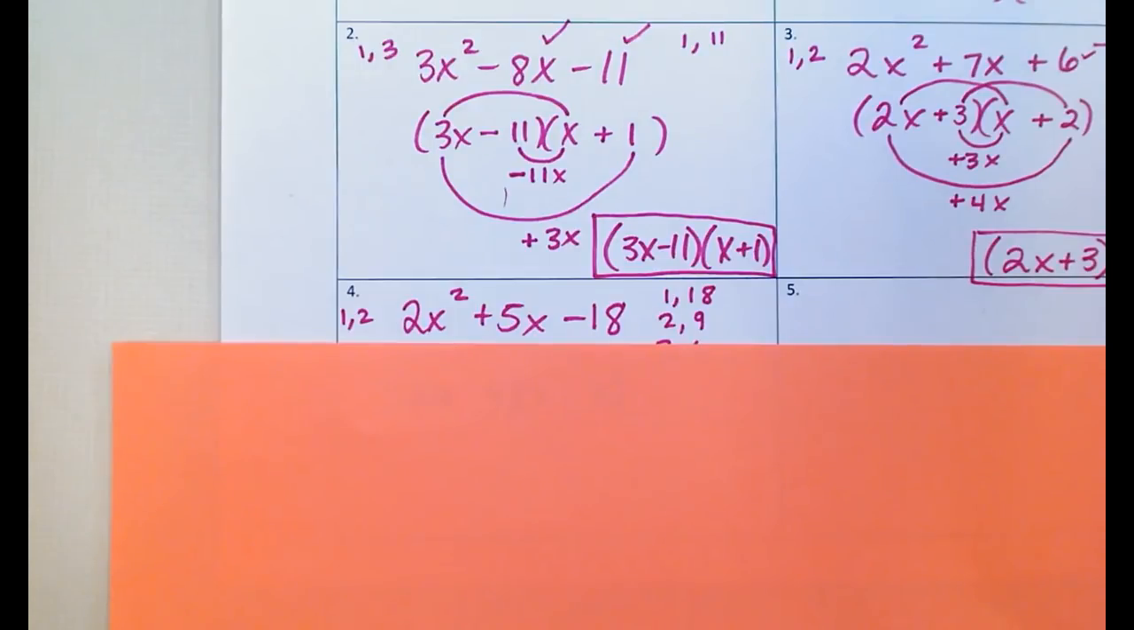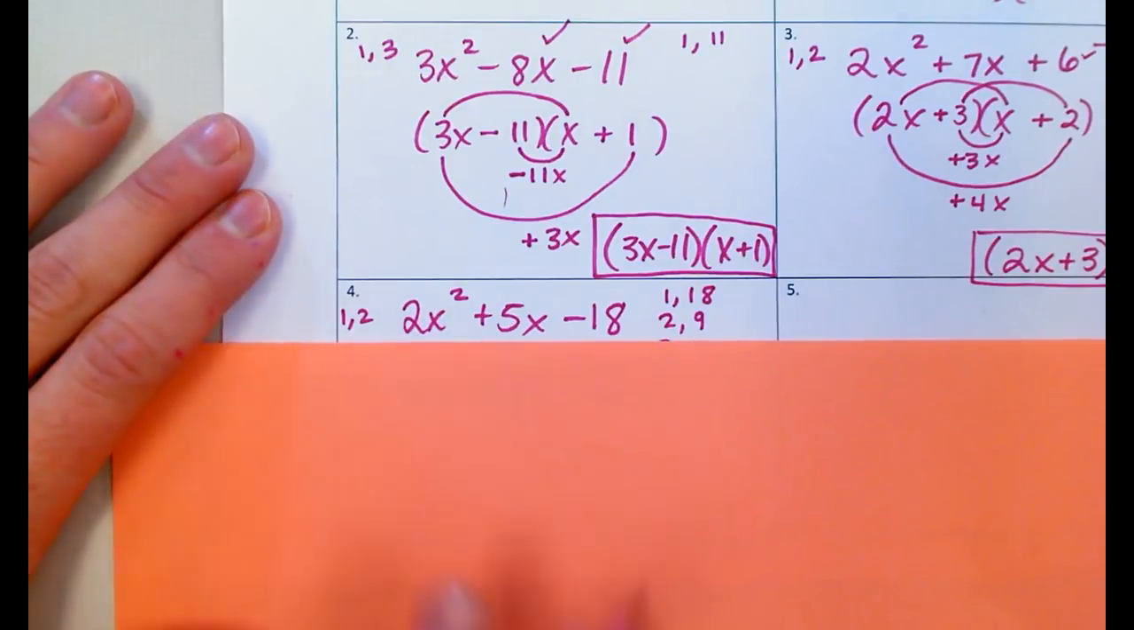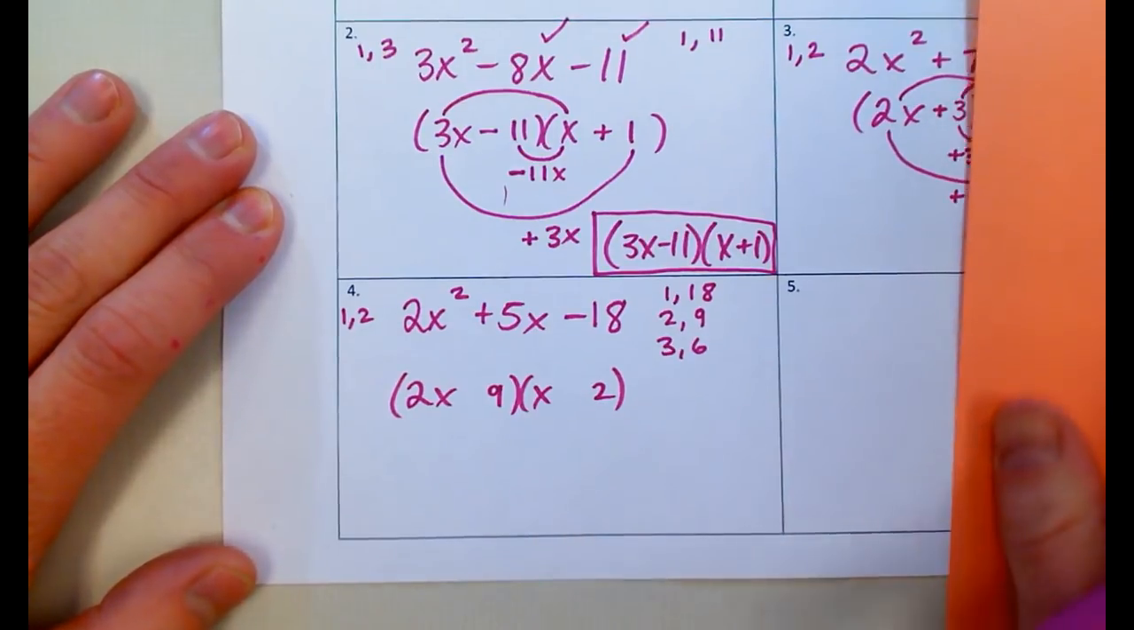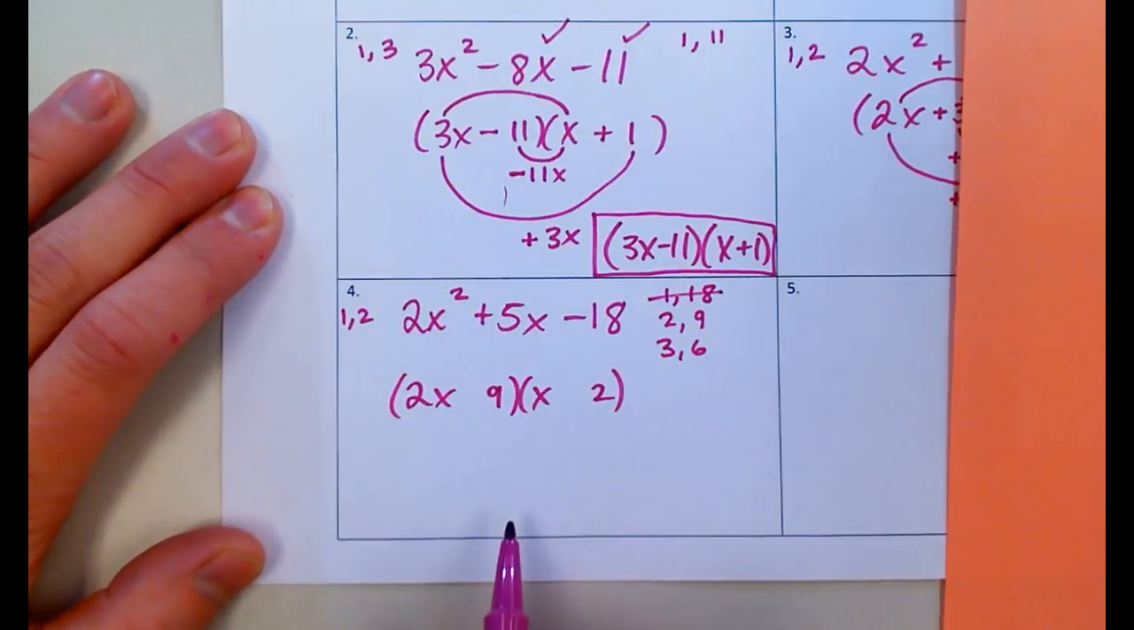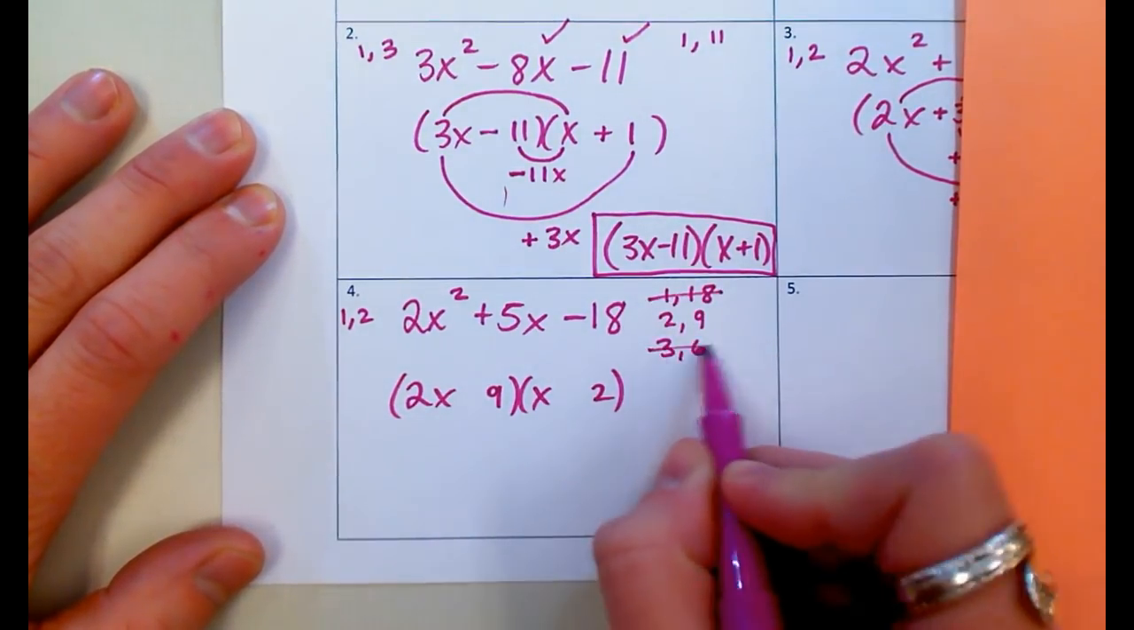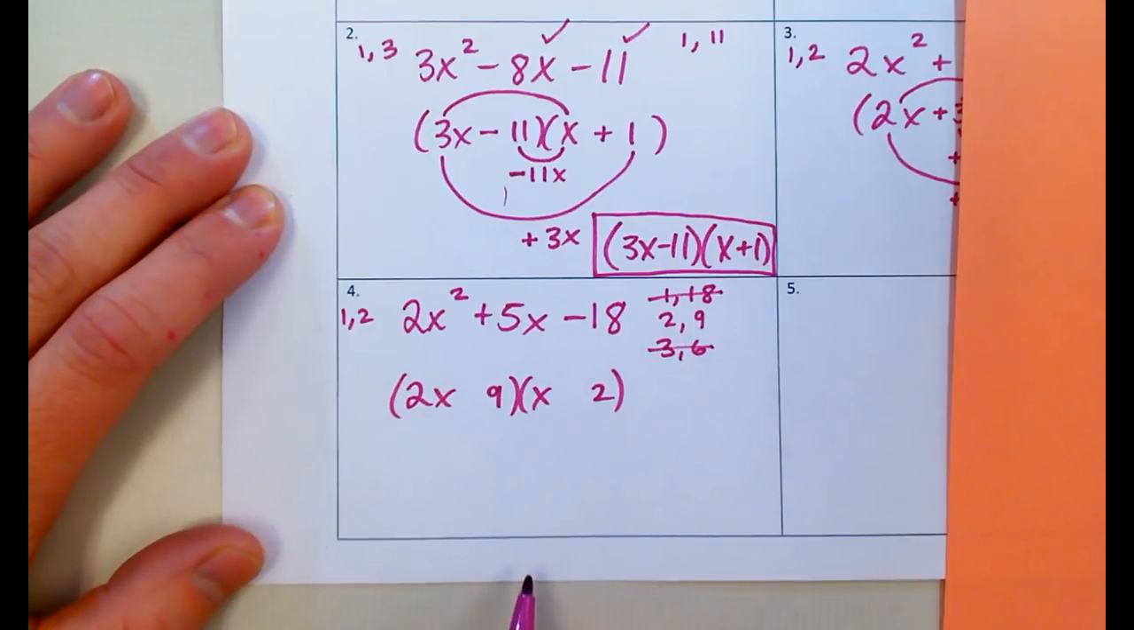All right, hopefully you found your factors. With this 2x squared, I have 2x and x. When I tried 1 and 18, they didn't work out. I tried 3 and 6 in different positions, they didn't work out. So I end up with 9 and 2.